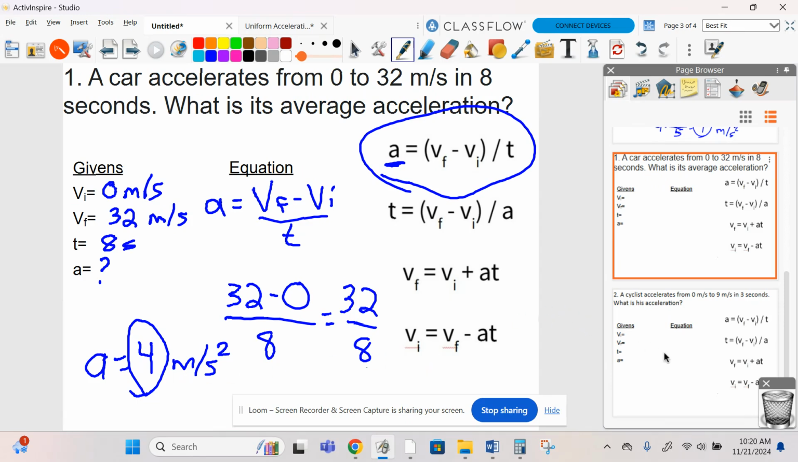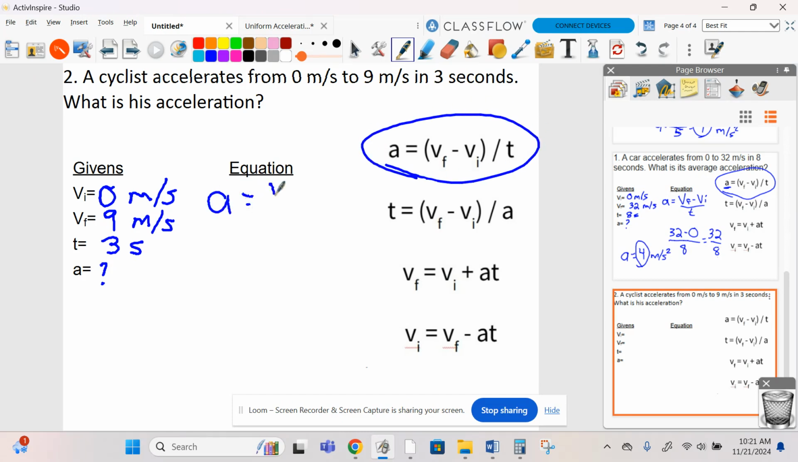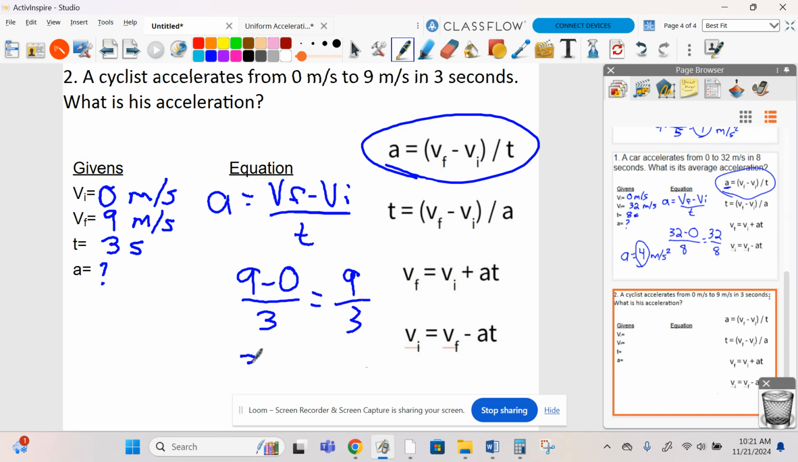Let's go ahead and take a look here at number 2. Cyclist accelerates from 0 or from rest. From is initial. 9 happens to be my final. And this occurs in 3 seconds. What is this acceleration? Well, solving for acceleration again, VF minus VI divided by the time. VF is 9 minus 0 divided by 3. 9 divided by 3 when I do that subtraction up top. And my acceleration ends up equaling 3 meters per second squared. And 3 is what I want to enter into my Google form.